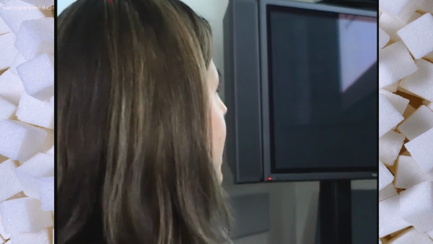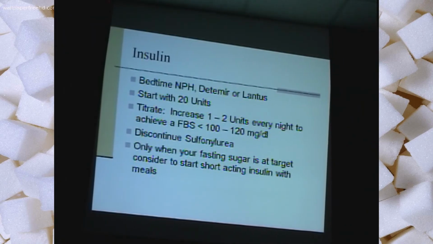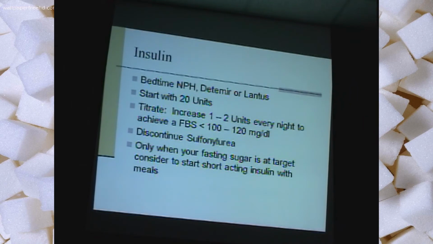This is my one slide on insulin. And that's really all you need to know. If you know that, you're good.